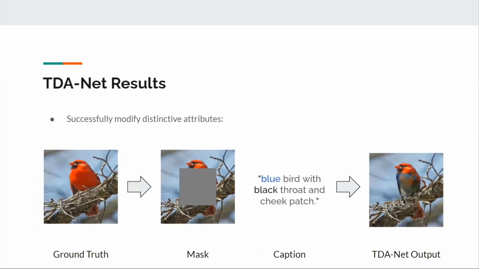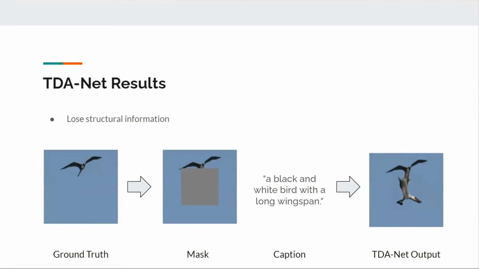Comparing that to the TDANet, we can see that we're able to change the color of this bird rather easily. However, on this next slide, we can see that while we're able to generate a semantically correct bird, the fact that we have no structure in this information means we actually have this merging of two birds, which is undesirable.